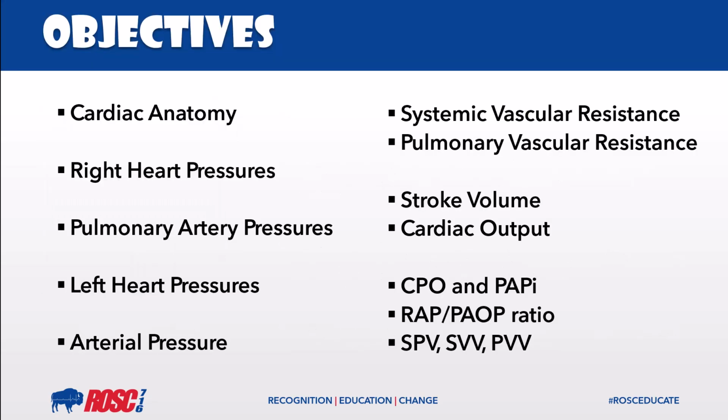Let's review our objectives and goals for this session. We're going to discuss pressure, resistance, and flow, which are essentially the components of hemodynamics. In more detail, we'll look at some brief cardiac anatomy, right heart pressures, pulmonary artery pressures, left heart pressures, and arterial pressures. Then we'll move to resistance, both systemic and pulmonary. Then we'll move into flow, stroke volume, and cardiac output. We'll throw in two formulas, two calculations, CPO and PAPi. We'll also talk about a specific pressure ratio. And then throughout the session, we'll discuss heart-lung interaction and heart-lung variation as it pertains to hemodynamic monitoring.